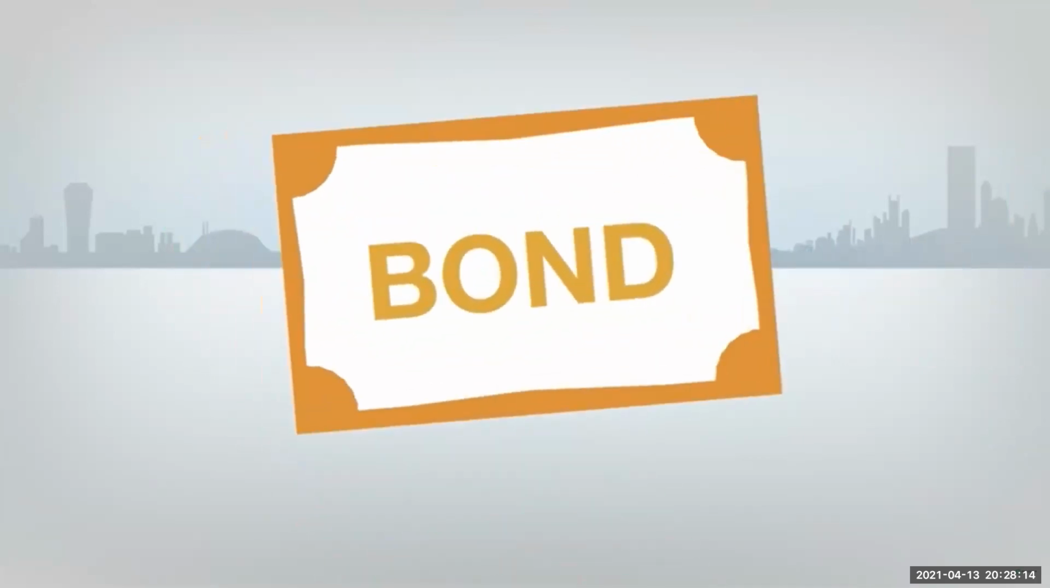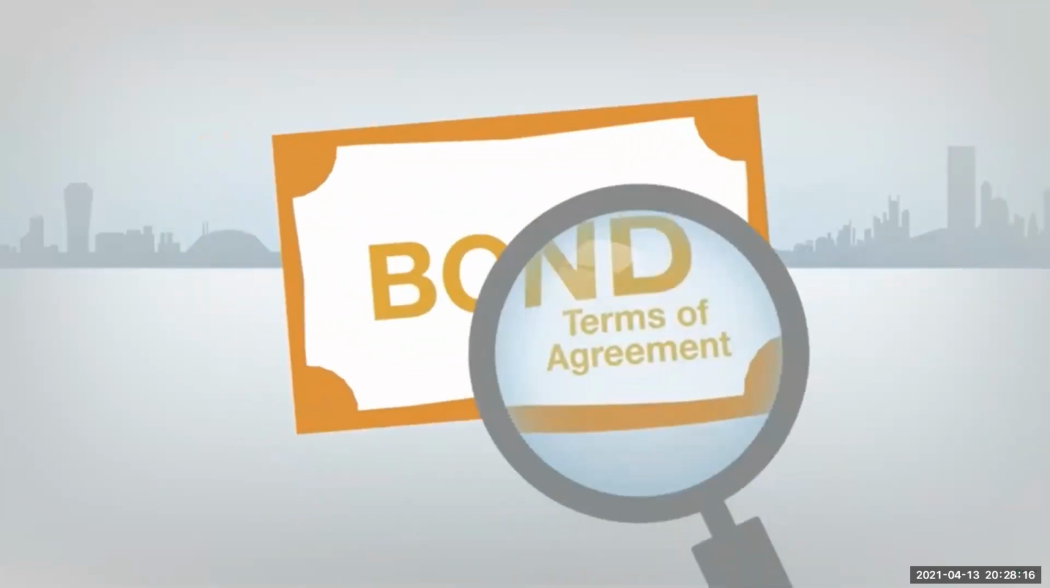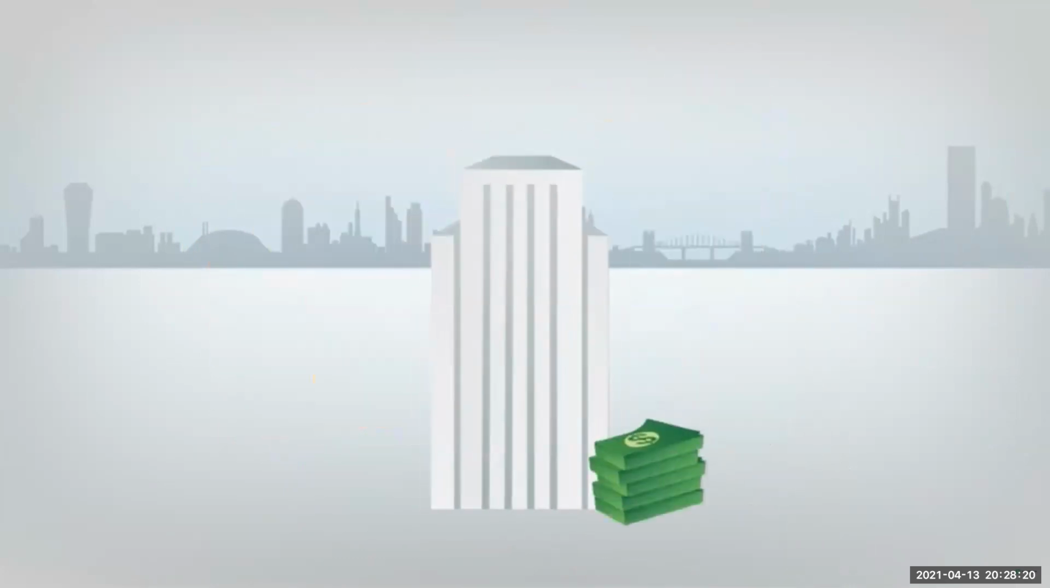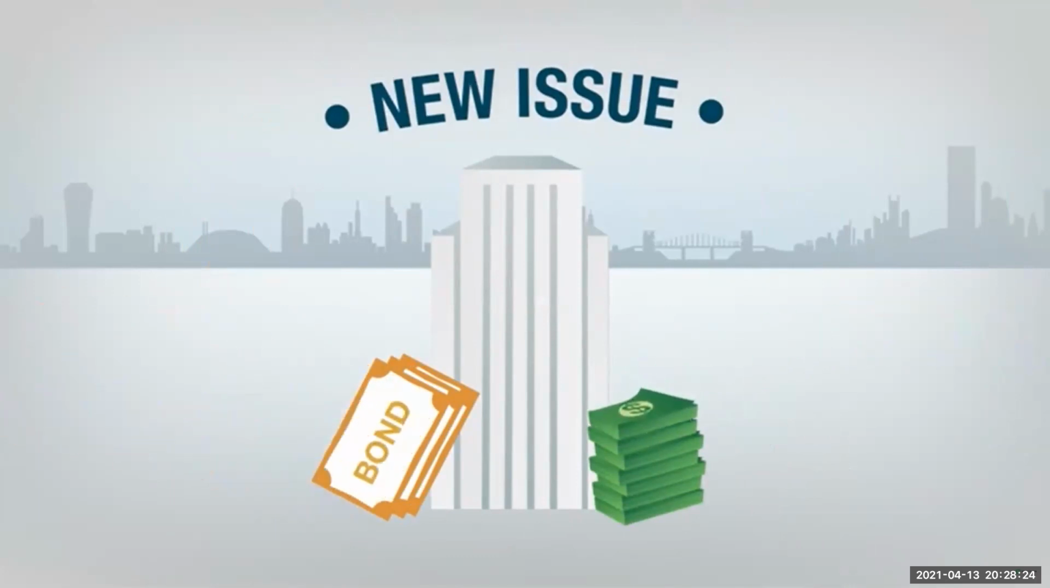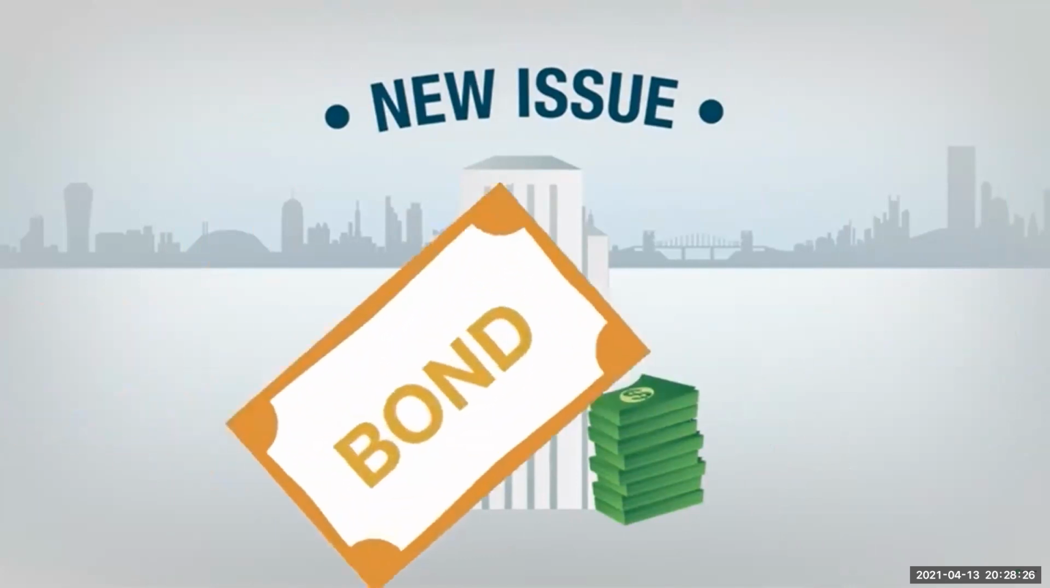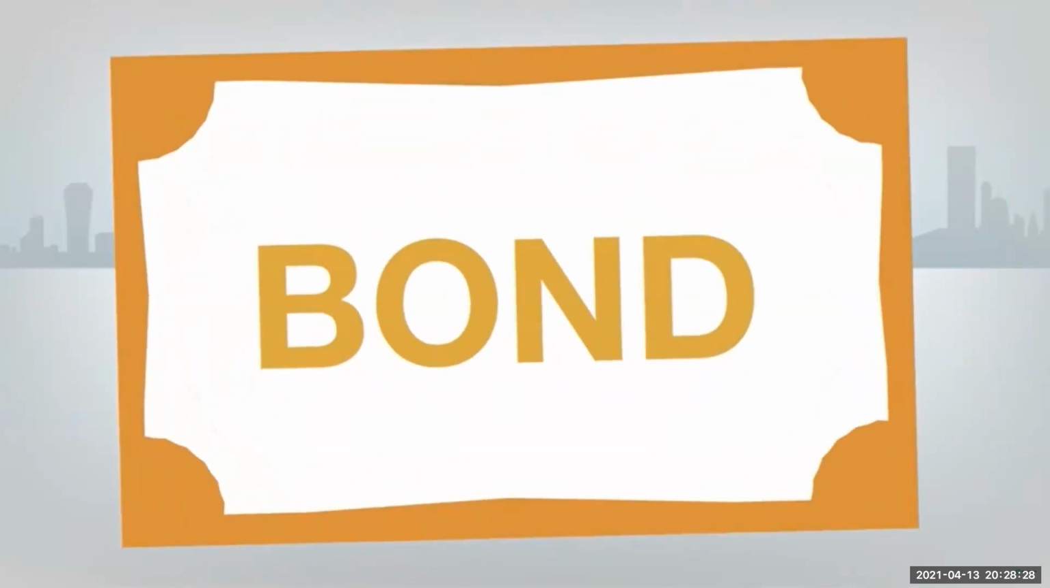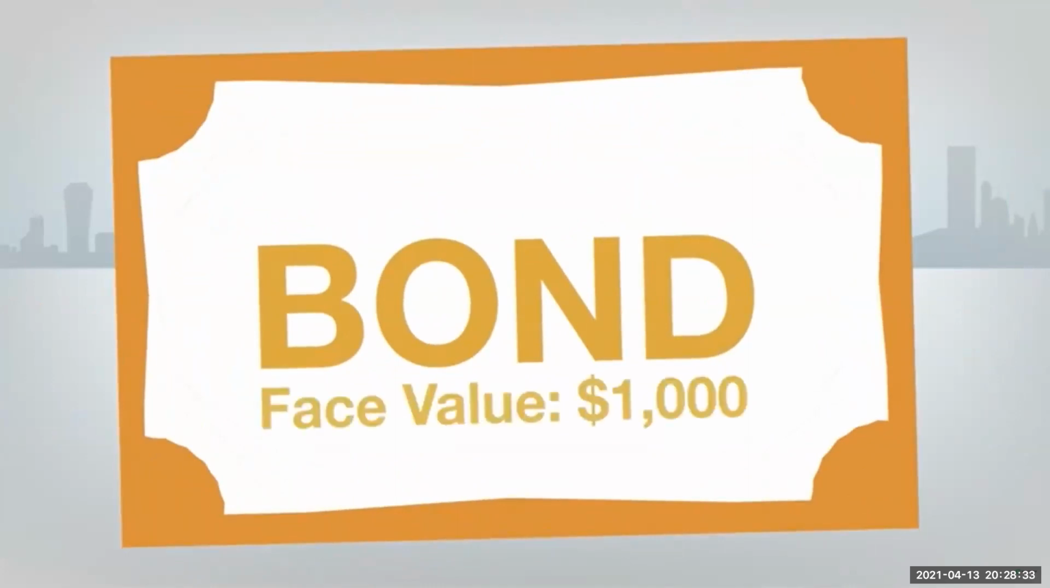Of course, whenever a loan is made, certain terms have to be established. The same is true with bonds. When a company raises money through a bond, it's called a new issue. In a new issue, millions of dollars of bonds are commonly available. Each bond usually has a face or par value of $1,000. The face value is the cost to buy a single bond.